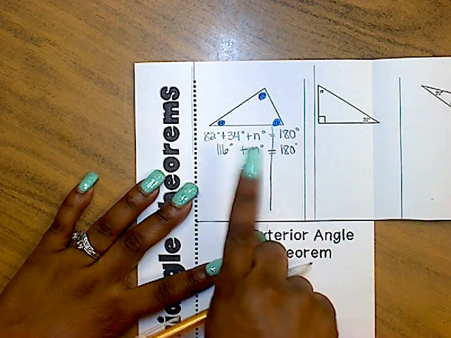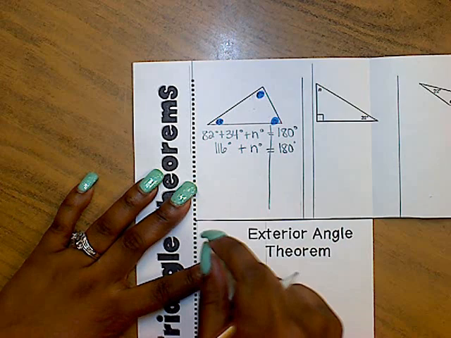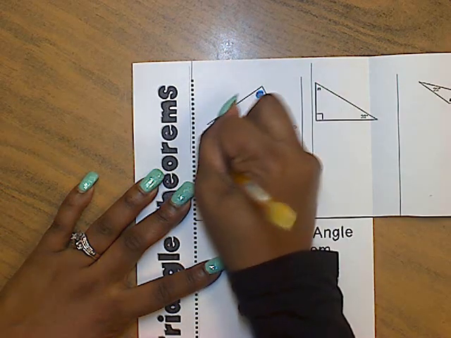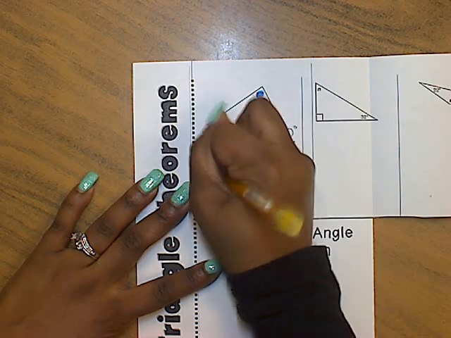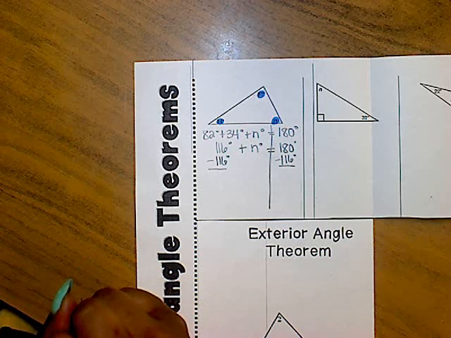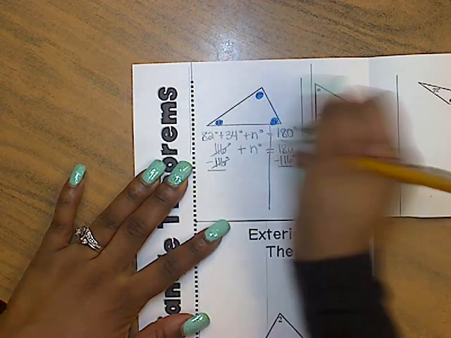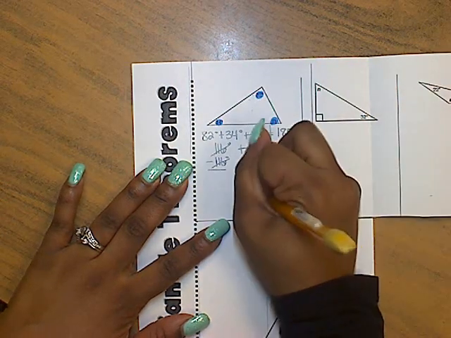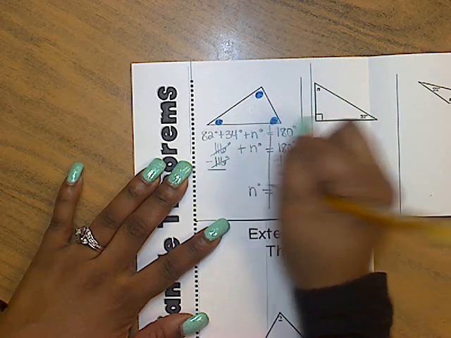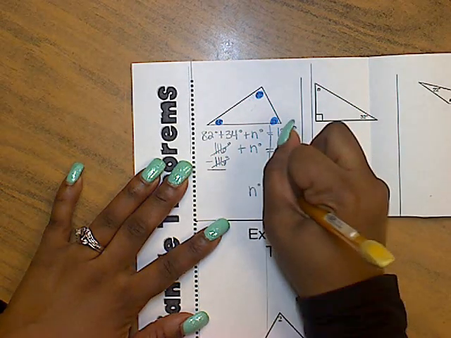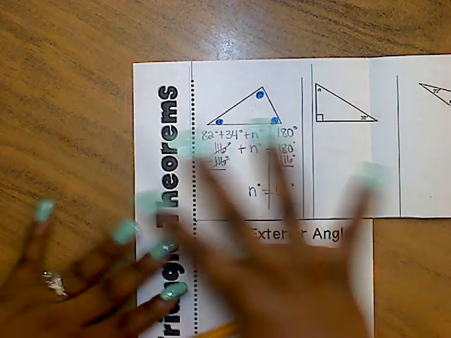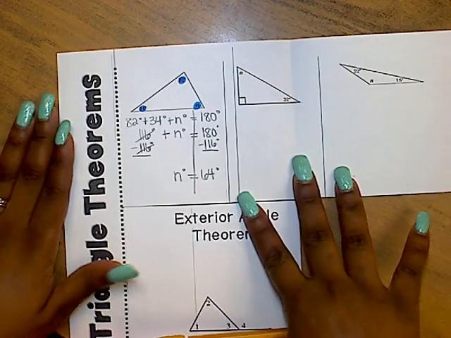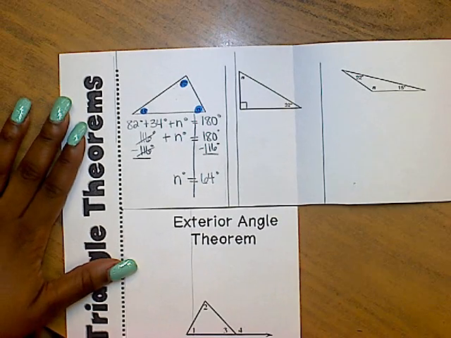And now we want to get rid of this 116 because we want to get N by itself. So we're going to subtract 116 from both sides because the opposite of a positive is a negative. So the 116's cancel. The N comes down. So we have N degrees is going to equal 64 degrees. Also, feel free to pause this video, try them all first, and then check your answers afterwards so you can get some practice in. Let's look at the next one.